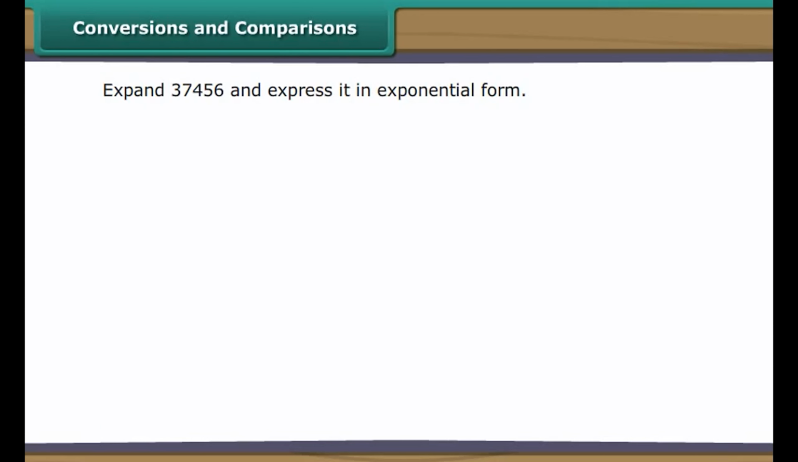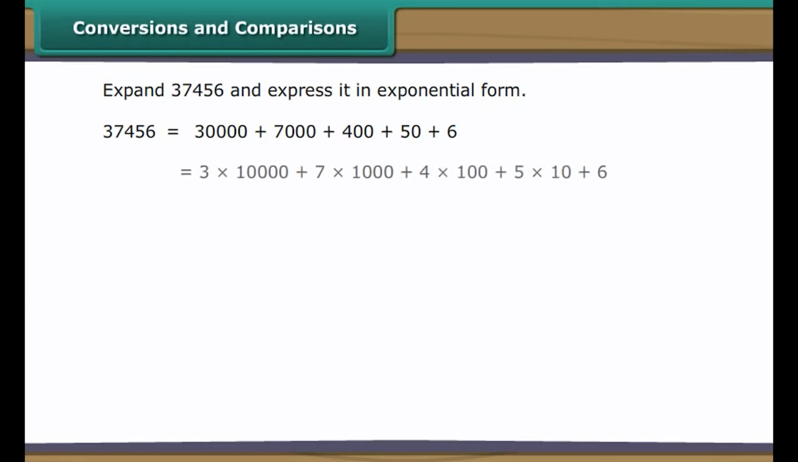Let us now expand 37,456 and express it in exponential form. 37,456 can be expanded as 30,000 plus 7,000 plus 400 plus 50 plus 6, which is the same as 3 into 10,000 plus 7 into 1000 plus 4 into 100 plus 5 into 10 plus 6, which can also be written as 3 into 10 raised to the power 4 plus 7 into 10 raised to the power 3 plus 4 into 10 raised to the power 2 plus 5 into 10 plus 6.